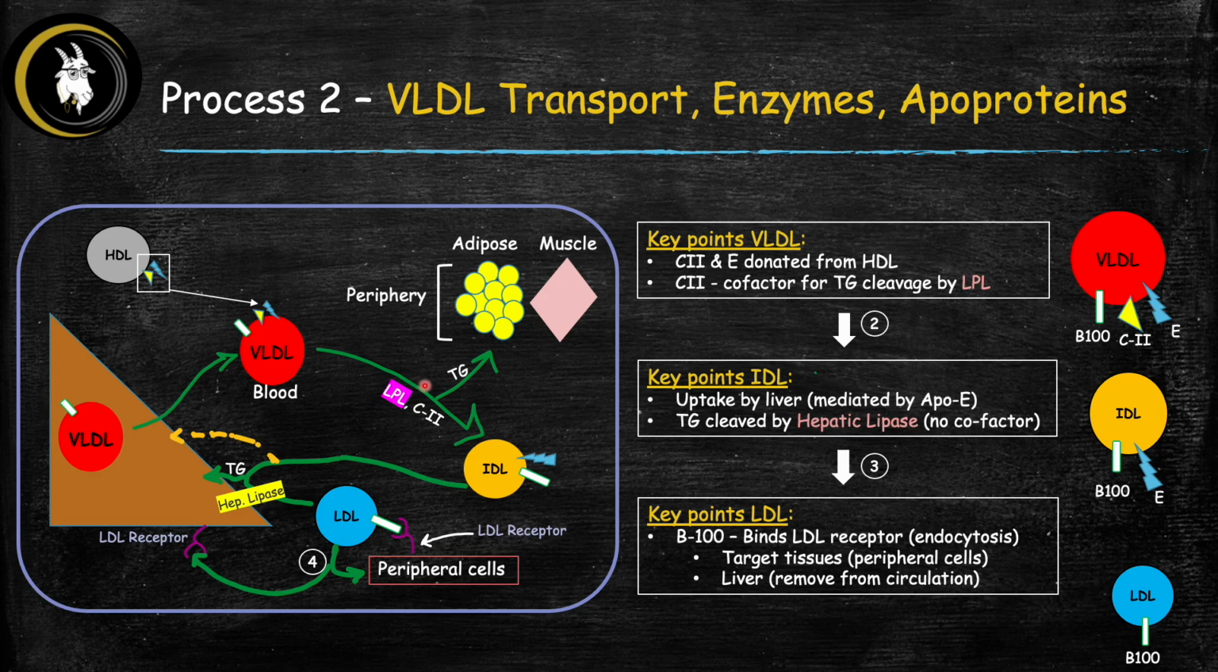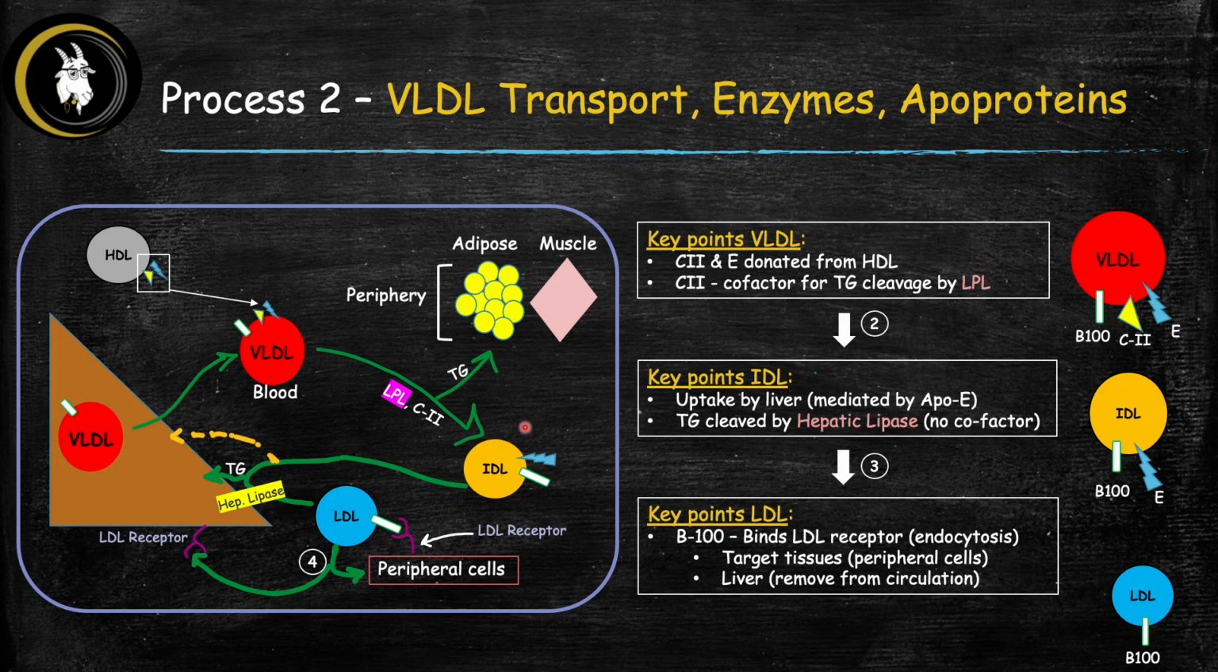And then as this VLDL now continues here, remember the next step was the cleavage of the triglycerides in the periphery. And this cleavage of the triglycerides is once again mediated by lipoprotein lipase. So this is the enzyme, and this enzyme requires the cofactor, which was ApoC2, to allow for this cleavage to happen. So again, just like we saw with chylomicrons, this cleavage of triglycerides by lipoprotein lipase and the need for ApoC2 as the cofactor for this cleavage in VLDLs is the same as we saw in chylomicrons. So these are the key points with VLDL. C2 and E are donated from HDL, and C2 is the cofactor for triglyceride cleavage by lipoprotein lipase.